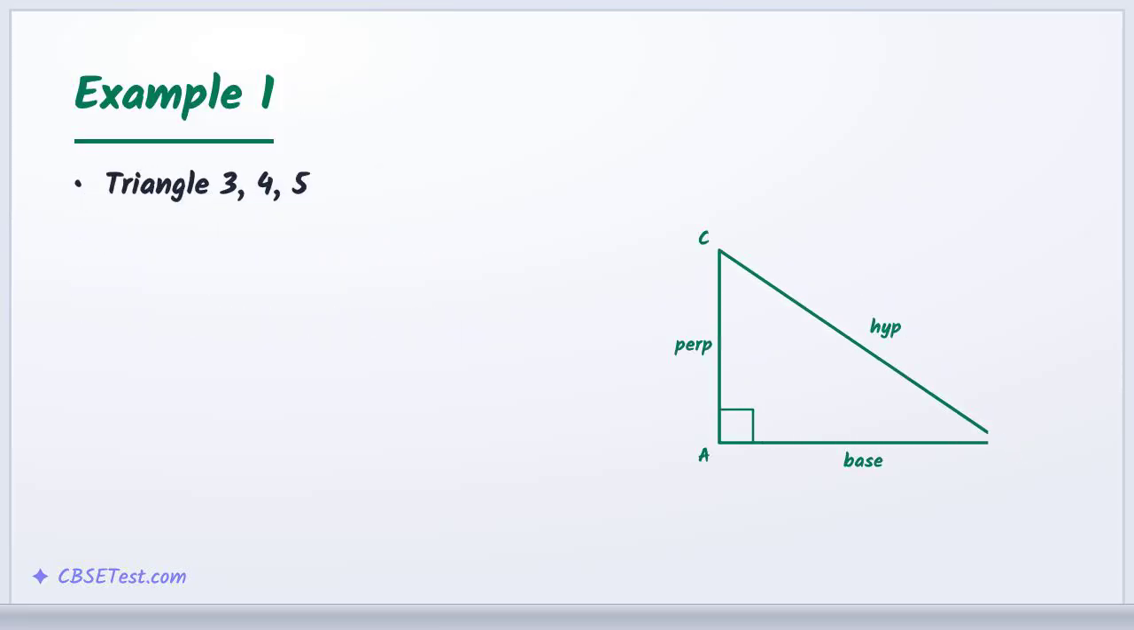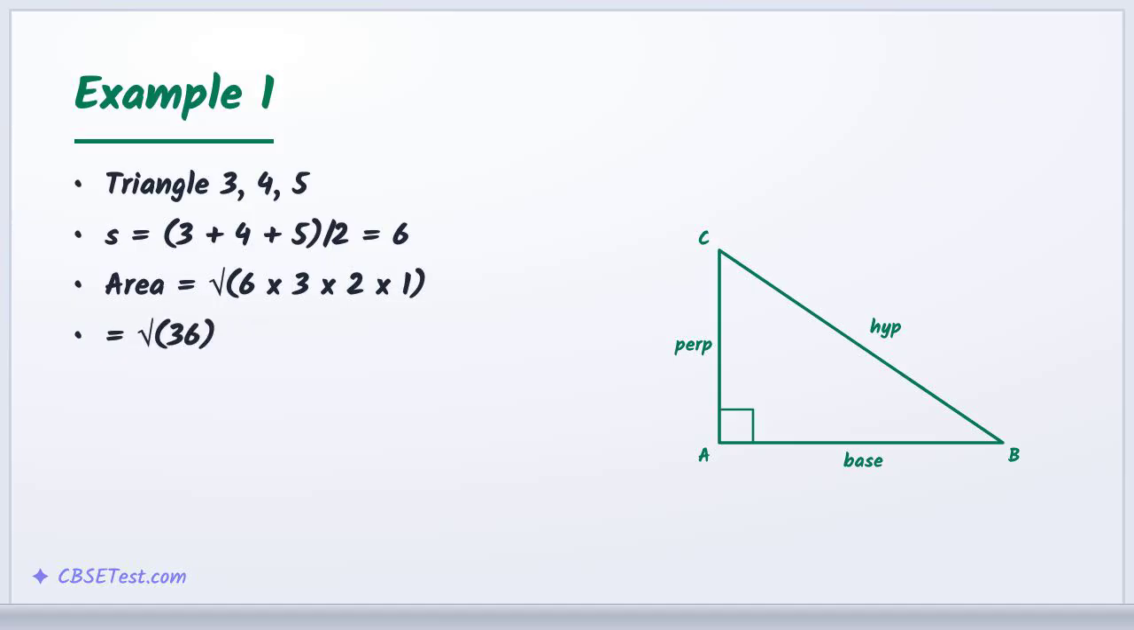For a triangle with sides 3, 4, and 5, the semi-perimeter is 6. Heron's formula gives the square root of 6 times 3 times 2 times 1, which is the square root of 36, an area of 6 square units.